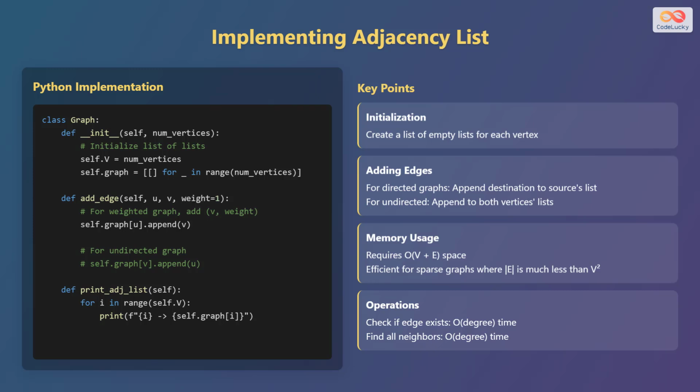When initializing, create a list of empty lists for each vertex. When adding edges for directed graphs, append the destination to the source's list. For undirected graphs, append to both vertices' lists. It requires O(V + E) space. It is efficient for sparse graphs where the number of edges is much less than V squared. Checking if an edge exists takes O(degree) time. Finding all neighbors also takes O(degree) time.